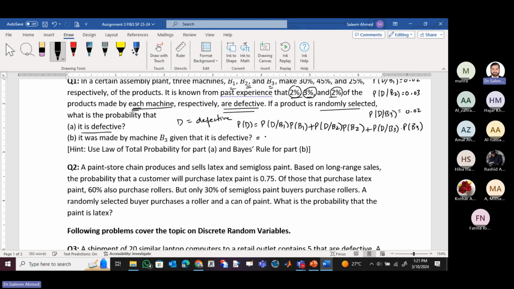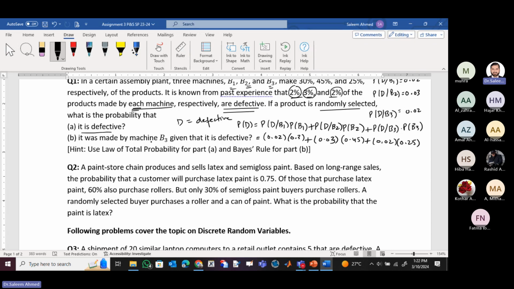Now I have the defective on machine 1 times the probability of machine 1. Defective on machine 2, and probability of machine 2 was 0.45. Defective on machine 3 is again 0.02 and 25% made on machine 3. Right? So this is your answer for part A.